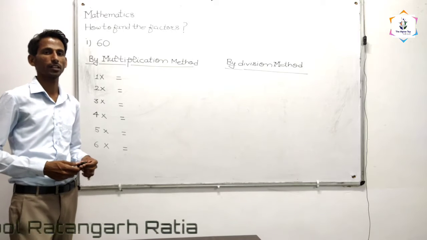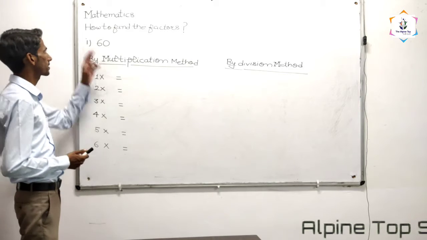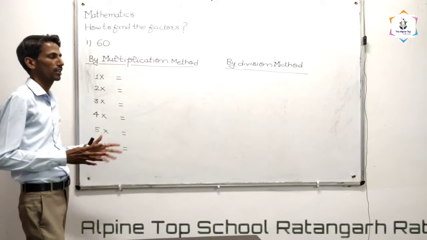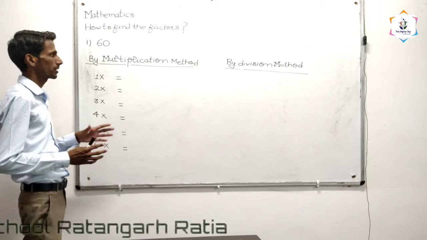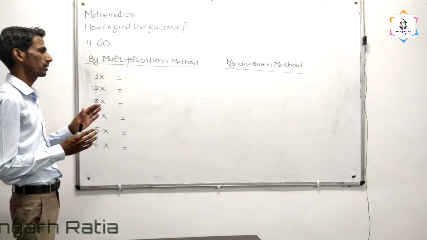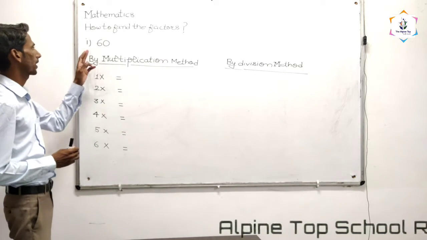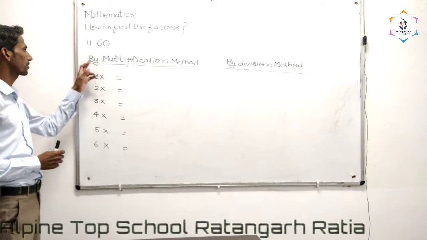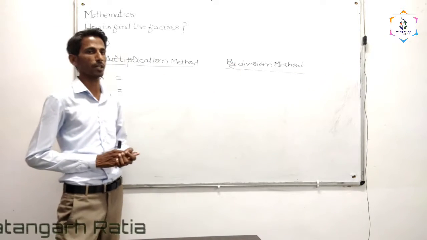Hello everyone, dear students. Today we are going to discuss a topic named how to find the factors. Dear students, this topic is mainly related to the 5th standard. Here, two methods are there by which we can find the factors of a particular number. The first method is the multiplication method and the second is the division method.